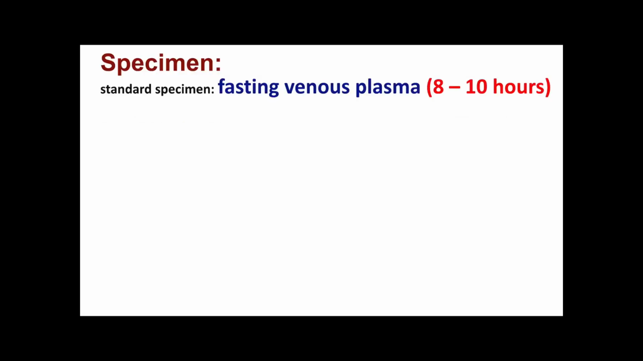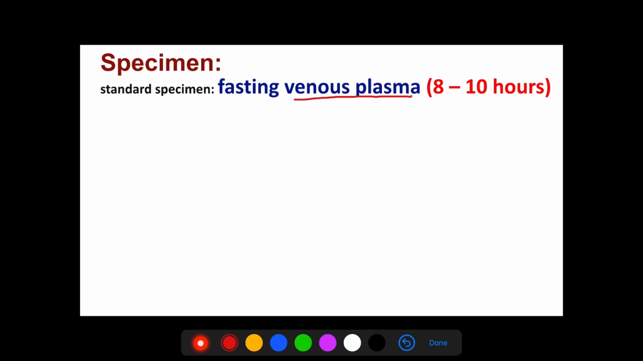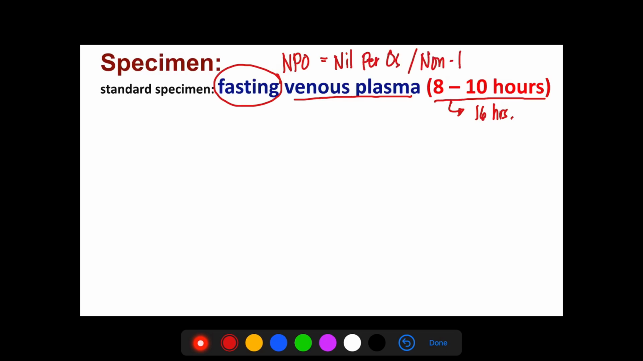For glucose analysis, the standard clinical specimen is a venous plasma, and there should be a fasting period of about 8 to 10 hours, and this should not exceed 16 hours. So that is the recommended time of fasting. Meaning to say, the patient should not eat anything, but he or she can drink little amount of water. So we call that NPO, or nil per os, or otherwise known as non per orem. So it's a Latin phrase that translates literally to English as nothing through mouth or nothing by mouth.